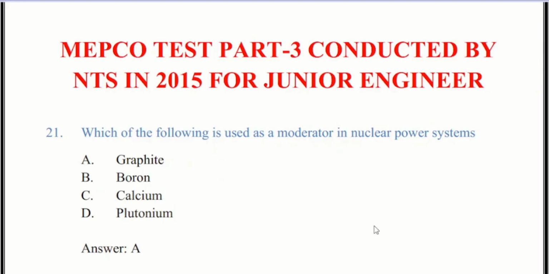Today I am going to discuss the past paper of the MEPCO test part 3 for the junior engineer position, which was conducted by NTS in 2015. I have already discussed 20 questions in the two previous parts.